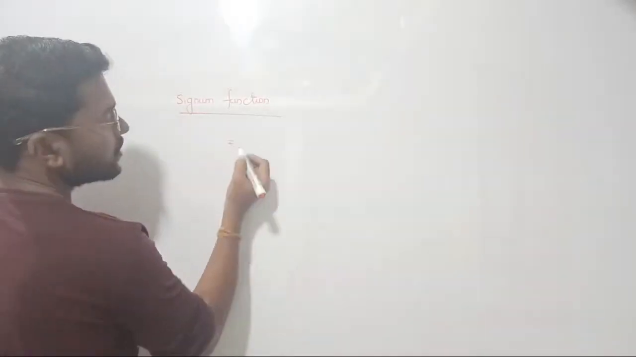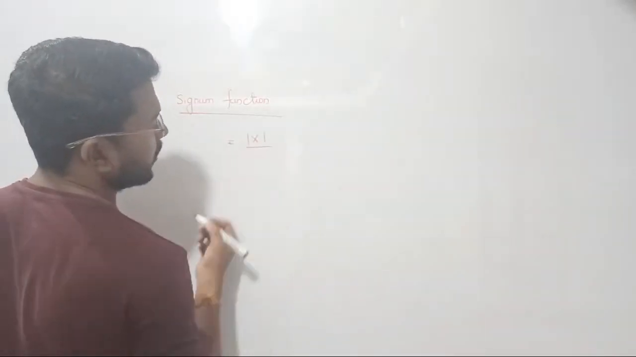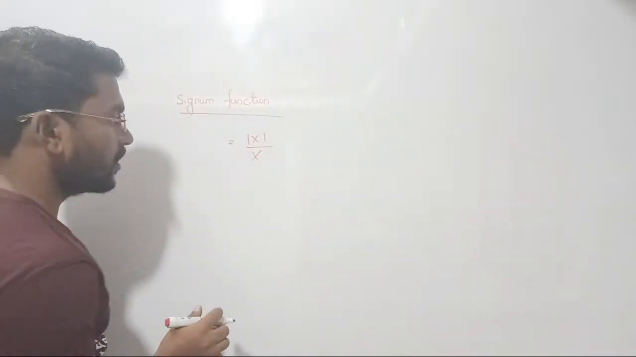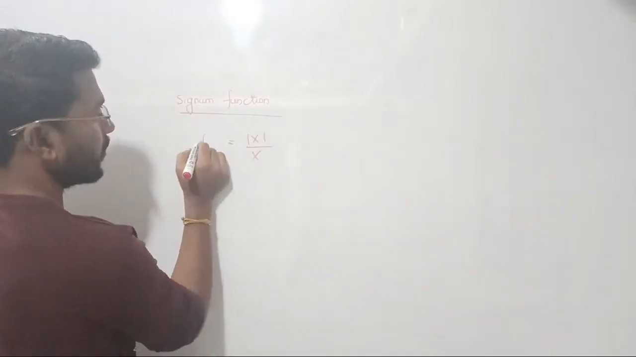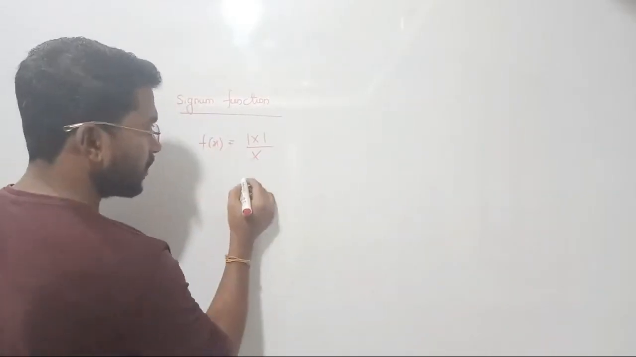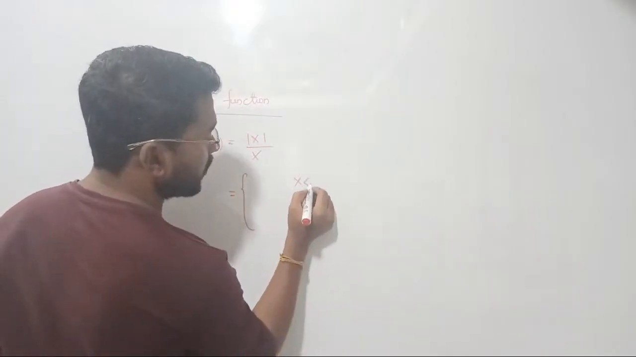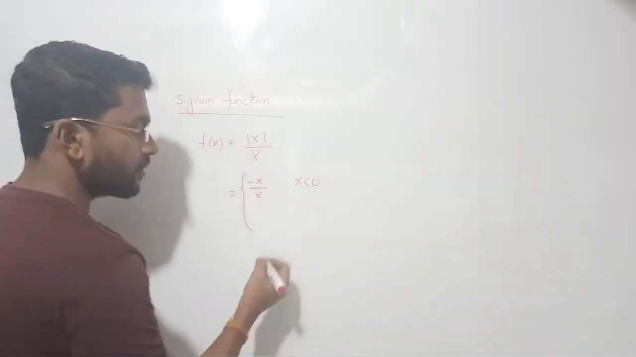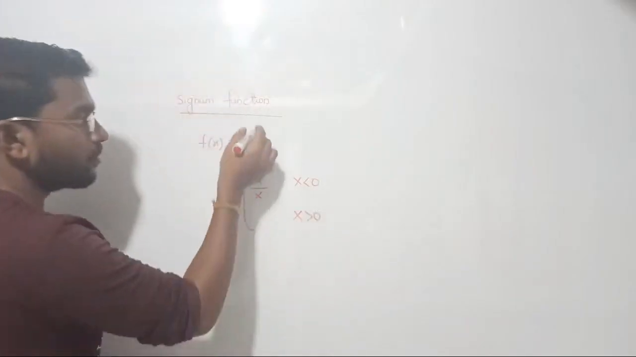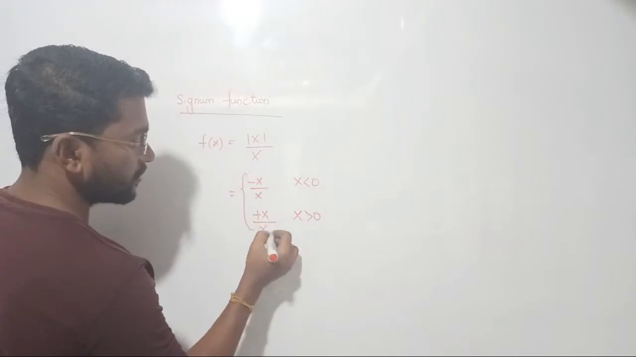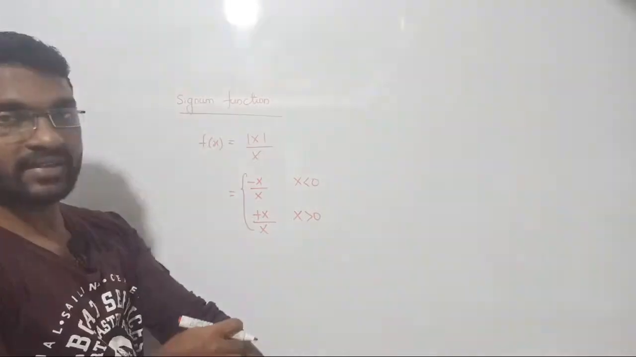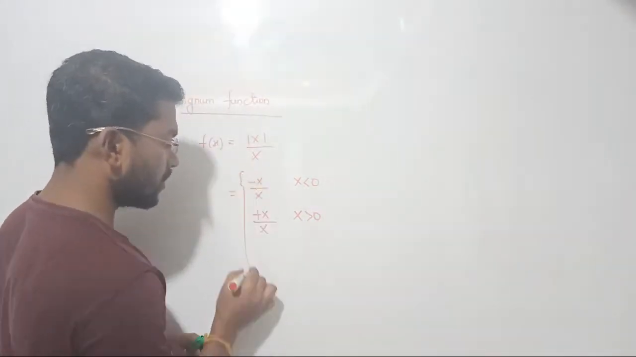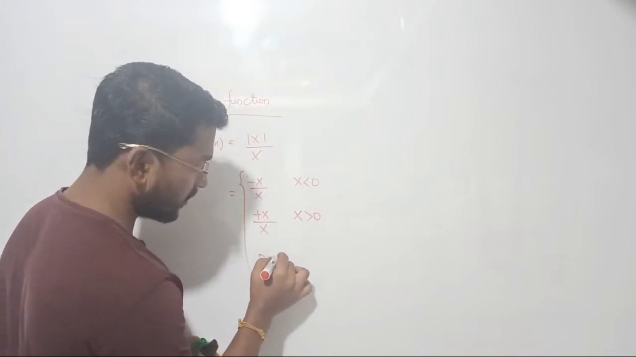Now how will you define the signum function, right? It is standardly defined using mod x by x, such that this function is what? Let's see, when the value of x is less than 0, that is f of x, this can be written as mod x by x. Similarly, when the value of x is greater than 0, then mod x can be written as plus x by x. Clear? Right. And at x equal to 0, there will be a discontinuity, right? If you want to extend this discussion further, we can say at x equal to 0, there will be a discontinuity.